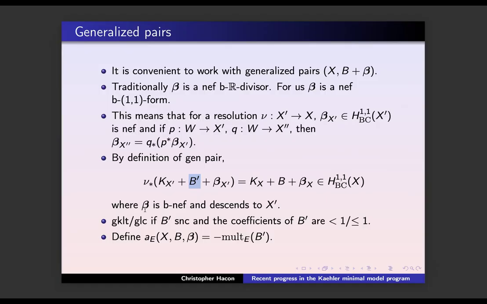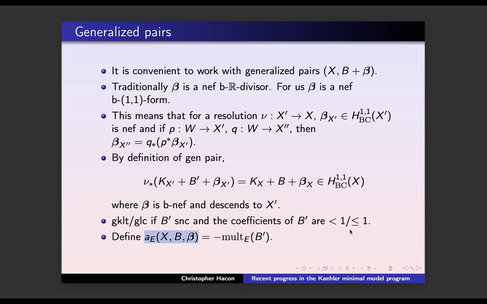I will be focusing on the generalized KLT case, which is much easier to deal with. One of the reasons it's easier to deal with is that one can show that generalized KLT pairs have rational singularities, and that makes things technically a lot easier. So as in the usual case, you can define the discrepancy of your generalized pair by just taking minus the multiplicities along the corresponding divisor of B'. So any questions about generalized pairs?